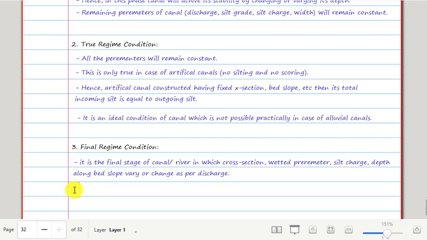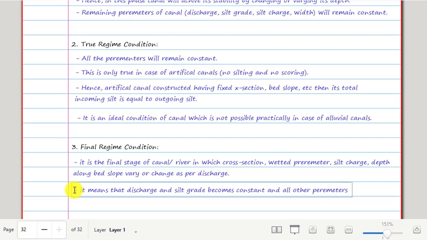So what does this mean? It means that discharge and silt grade becomes constant and all other parameters in this condition are adjusted as per discharge. Got it?